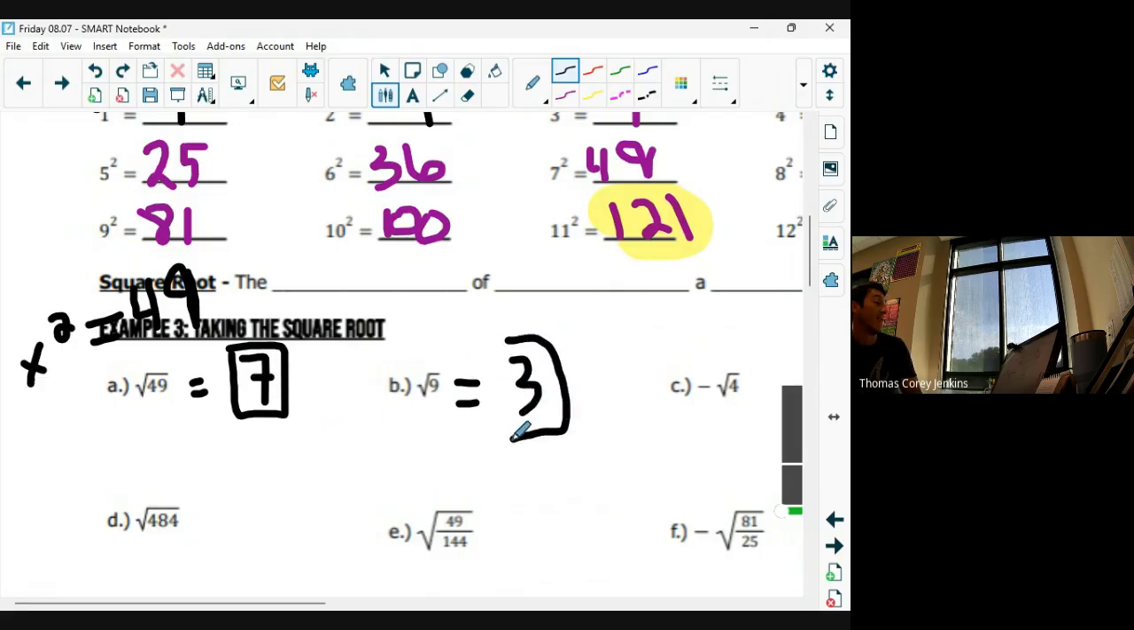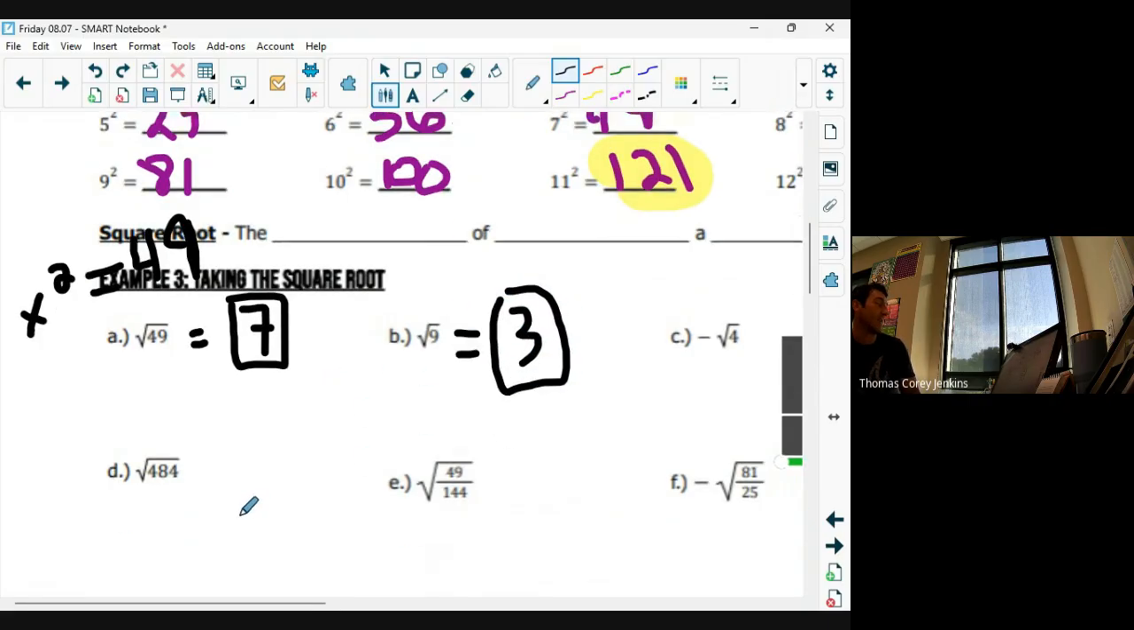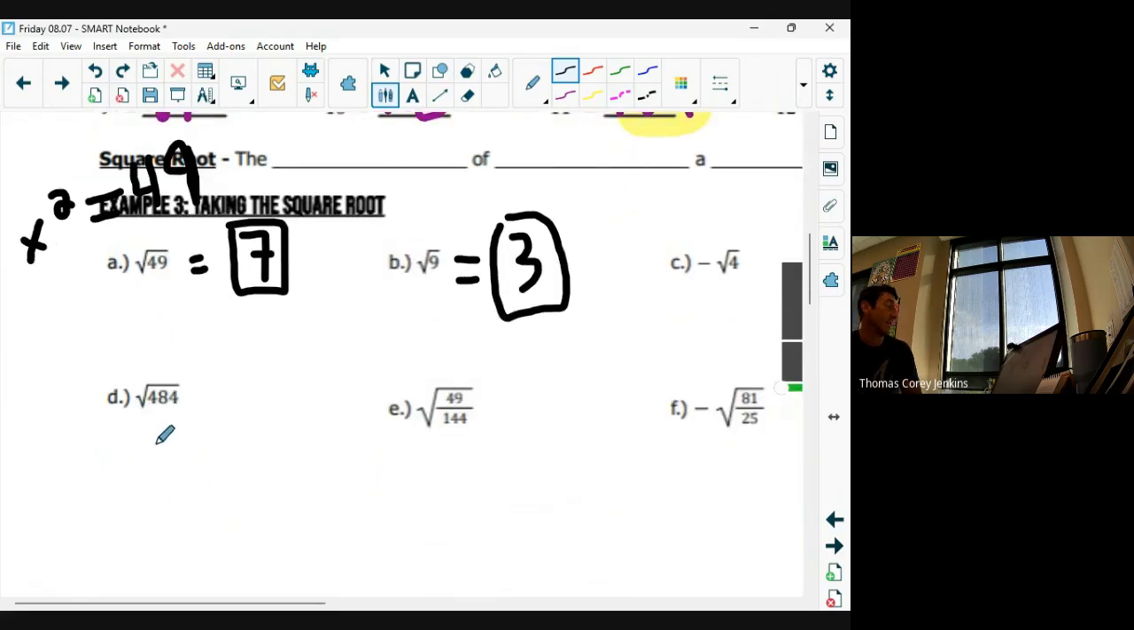Now, what about 484? Is that on our list? Let's skip down to D. I'm going to leave C and E for you guys. 484 is not on our list, okay? So it's past our list. So let me show you how to do square root in a calculator, okay? Some of you have already probably figured this out, and that's great. If not, though, let's look at it together, okay? So square root is above the x squared.